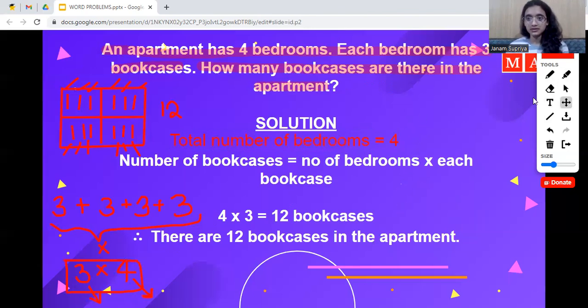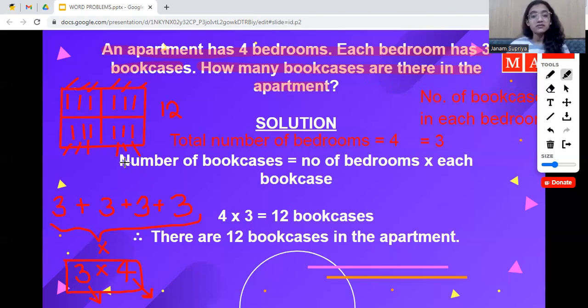Okay, let me write it down here. After total number of bedrooms, we have number of books in each bedroom. We have 3. Okay, these are bookcases. Number of bookcases in each bedroom is equal to 3. So this is the given part.